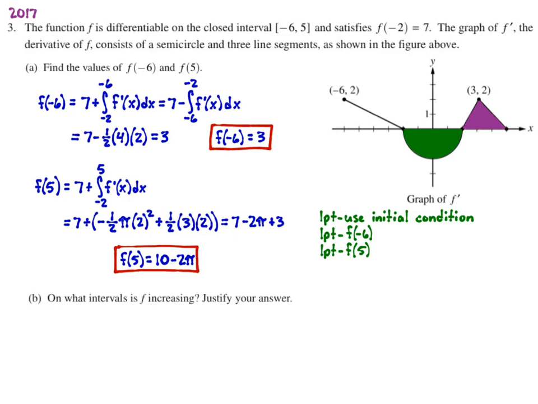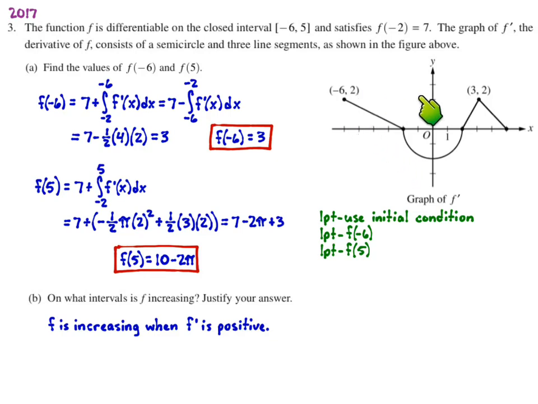Alright, for part B it says, on what interval is f increasing? Well, because we're given the graph of f prime, we have to translate what we want into the thing that we have. So when is f increasing? F is increasing when f prime is positive. Or we could say when f prime is greater than or equal to 0. So f is increasing when f prime is positive, which means we are looking on this graph when it is above the x-axis. This is f prime. It is positive when it's above the x-axis. So we'd say from -6 to -2 and from 2 to 5 as our final answer there.